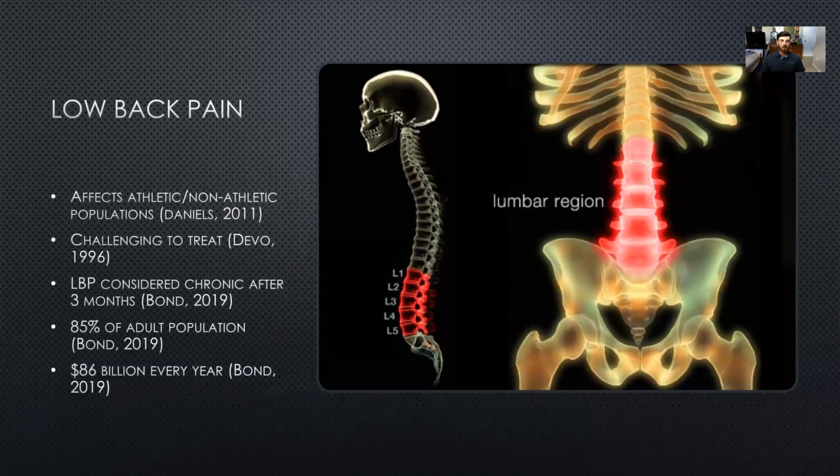So some general things about low back pain. It affects both the athletic and non-athletic population as well as all different age ranges. It becomes a chronic condition once it reaches the 3-month mark and anything past that, and it affects 85% of the adult population.